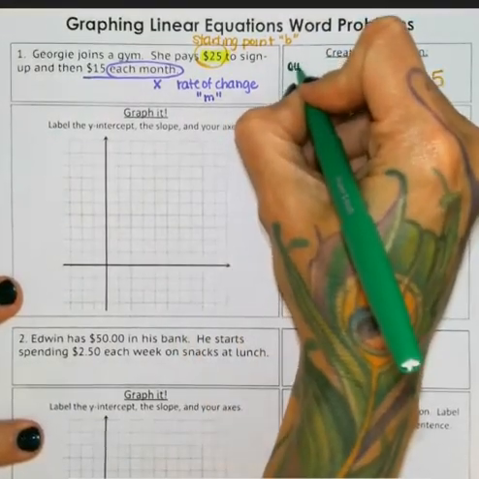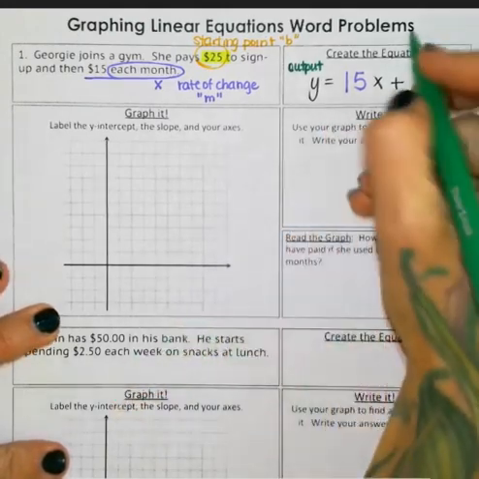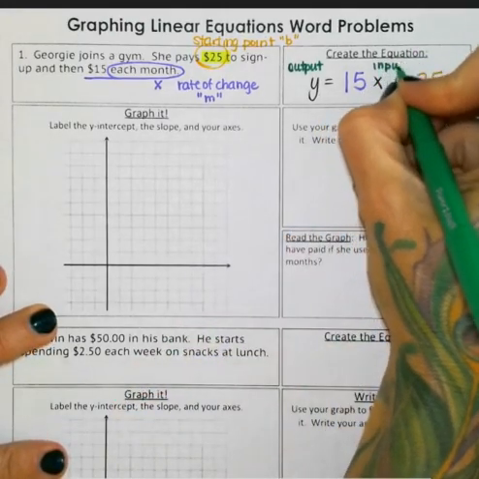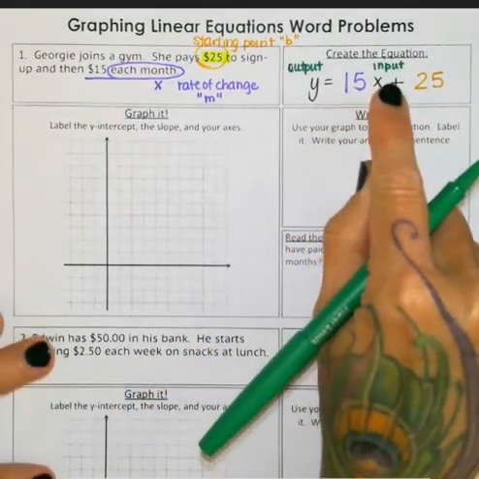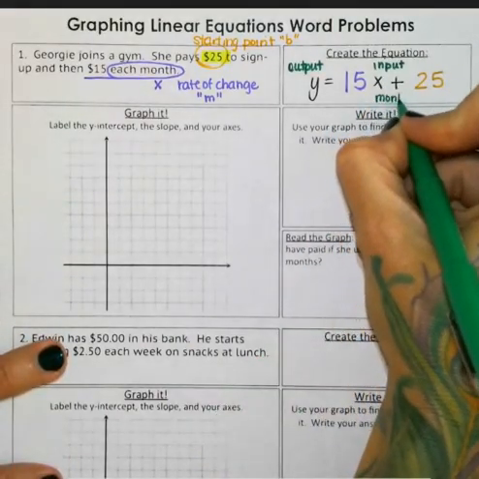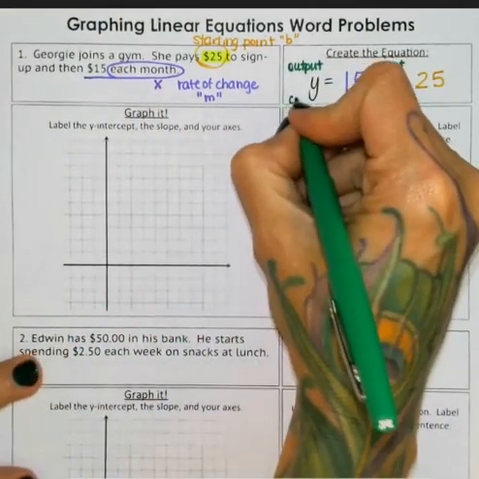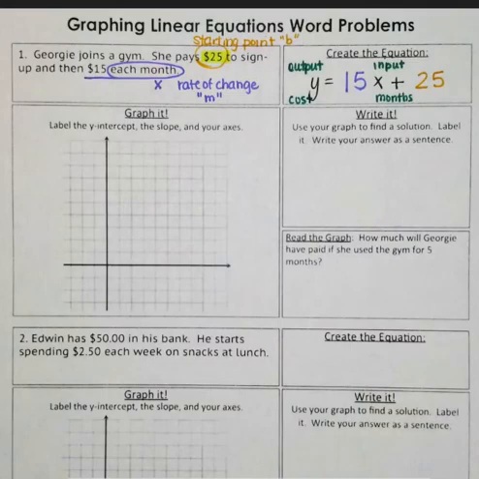This is our output. When it's in slope intercept form, it's on the outside after you solve it. This is our input. Rate of change is 15. The X at this point is going to be months. That's what they're counting. And then this is going to be money, cost. Money or cost is going to be your Y.